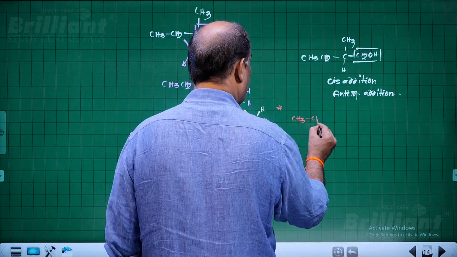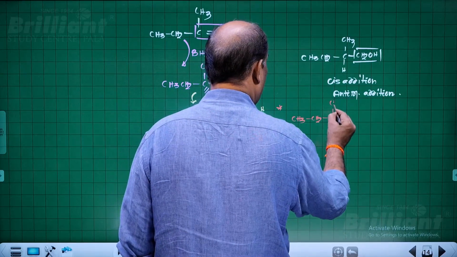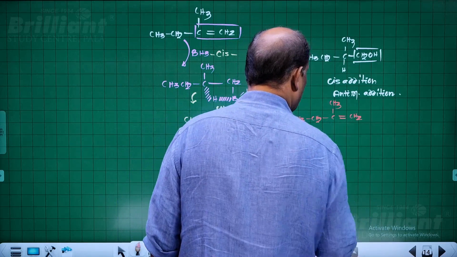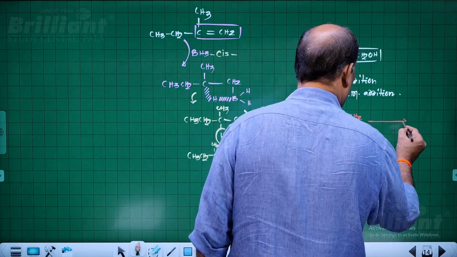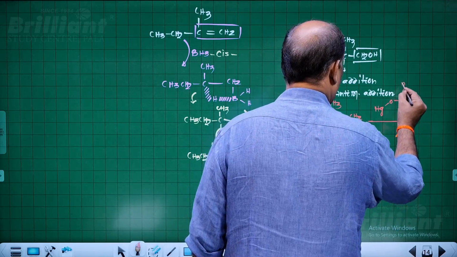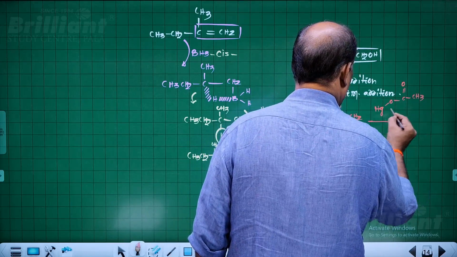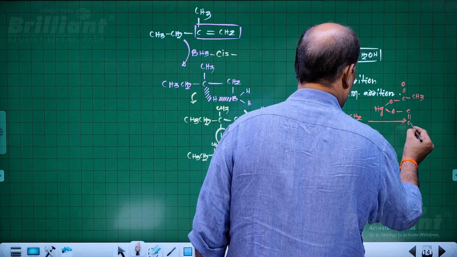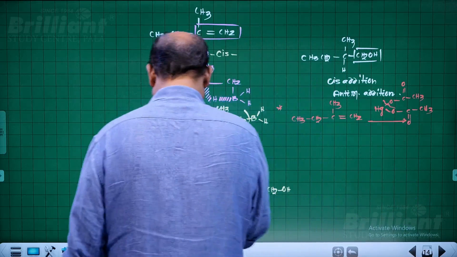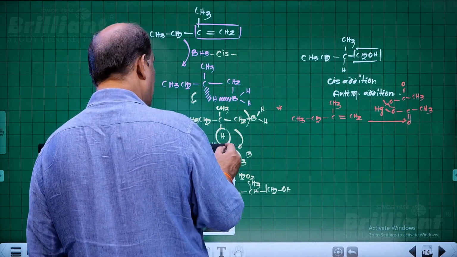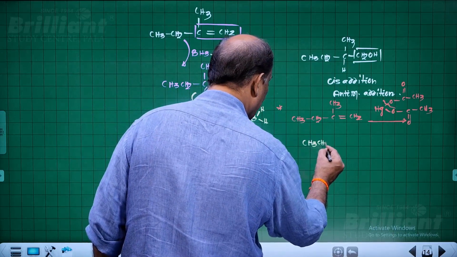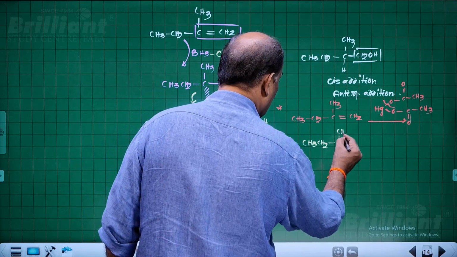CH3, CH2, C, CH3, double bond, CH2, mercuric acetate. This is going to be out. Now here, whenever mercuric ion is there, this mercuric ion is going to attack according to anti-Markovnikov addition. This is electrophilic addition.